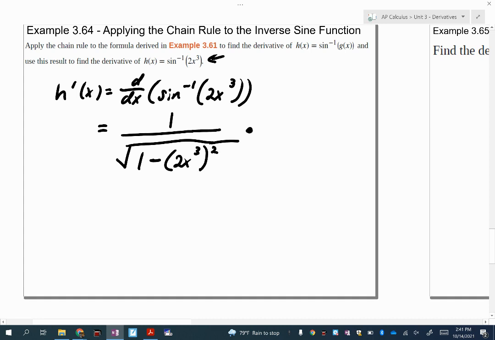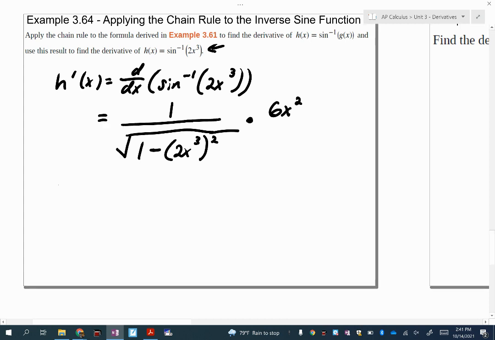But times, and this is the chain rule, right? Times the derivative of the inside function. And the derivative of this inside function is going to be 6x. All right, 3 times 2 is 6. I'm sorry, 6x squared, my bad. 6x squared. Okay? Now, I can make this look a little nicer.